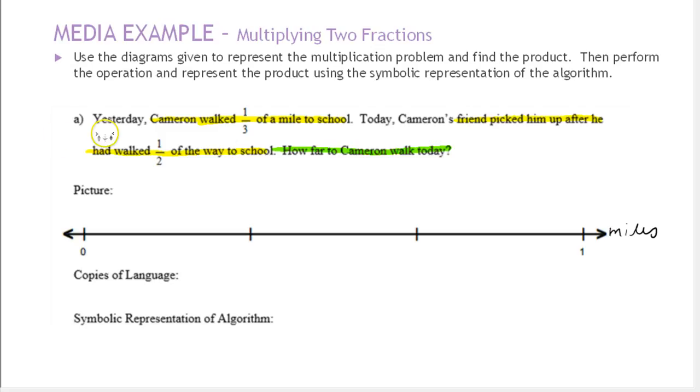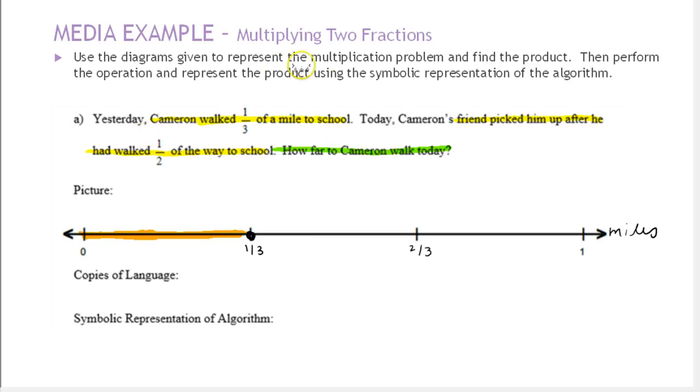And this number line is broken into three equal pieces. So we'll start with the fact that Cameron walked a third of a mile to school yesterday. So this would be the third of a mile. Here's 2/3. And I'm just going to highlight the distance he traveled in orange. So this is how far he traveled yesterday.